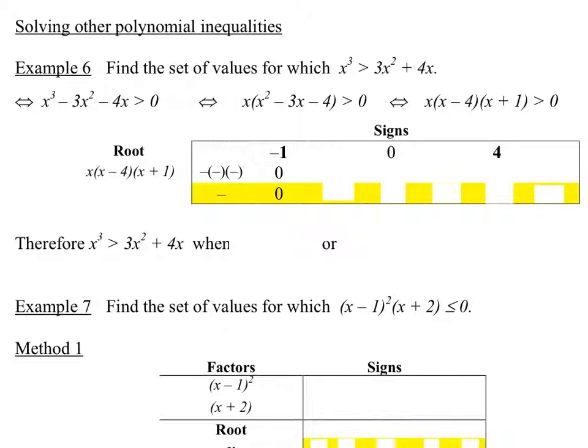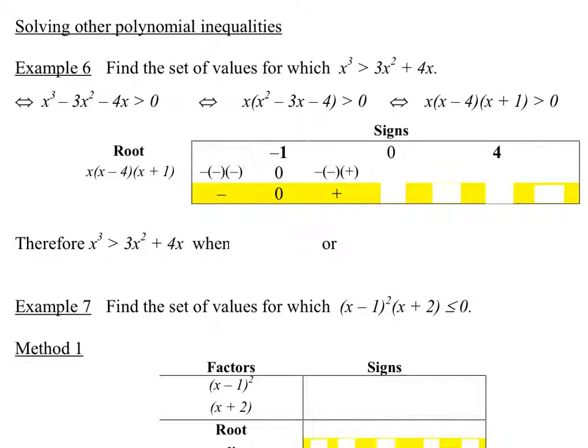Between negative 1 and 0, for example, if we choose negative a half, we're going to have this being negative, we're going to have this being negative, but we're going to have this being positive. So it's a negative and a positive. And you can see that right in here, it's going to be a negative times a negative times a positive. Altogether, that's going to give us a positive.